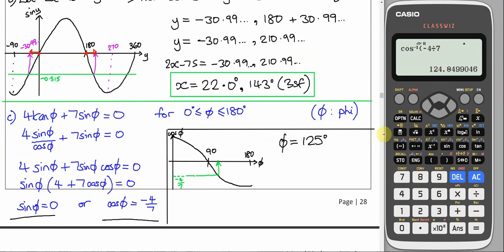I'm not going to sketch the sine graph, just think what it looks like and then write down all the points where it crosses the x-axis or the phi axis between 0 and 180. So sine of 0 is 0, so that's a solution, and also sine of 180 degrees, and we're including both of those values in this interval. So that's it, 3 solutions, 125 degrees, 0 degrees, 180 degrees. The first one there rounded to 3 sig fig, but the other two are exact.